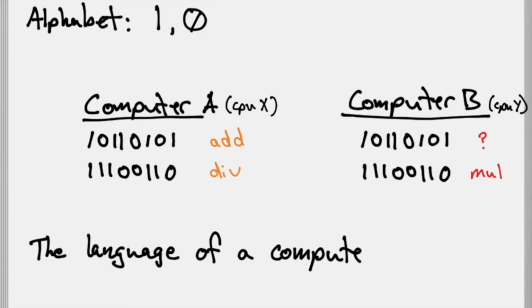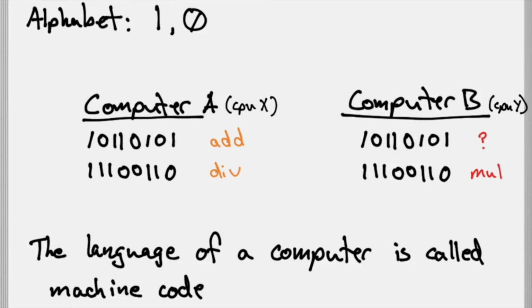So with this in mind, we might ask ourselves, well then, what actually is the language of a computer? And the language of a computer is called machine code. And as there are different kinds of computers, there are different kinds of machine codes. Two examples would be the x86 and ARM families of processors. Very common processors in the world today.